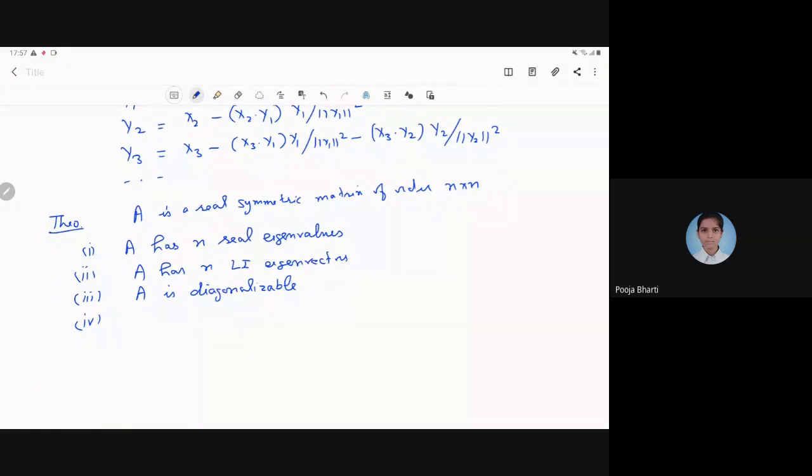Next is again very, very interesting. Eigenvectors of A corresponding to different eigenvalues of A are mutually orthogonal. This is also guaranteed. In case of a real symmetric matrix, the eigenvectors that you will get corresponding to different eigenvalues, I'm not talking about repeated eigenvalues, I'm saying different eigenvalues, the corresponding eigenvectors, you will see that those are mutually orthogonal.